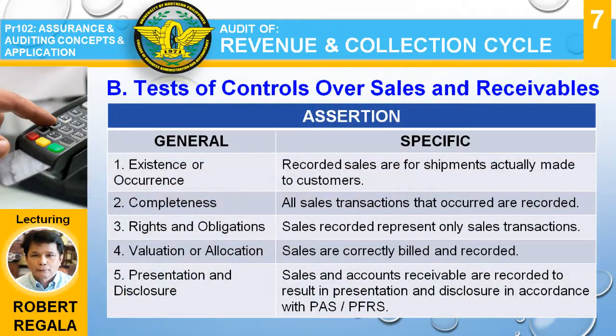Slide 7. Step B. Tests of controls over sales and receivables. Specific assertions are identified corresponding to the general assertions indicated in the financial statements. The general and specific assertions for sales and receivables are listed on the slide. We will discuss them one by one in the following slides. Note that in relation to sales transactions, the general and specific assertions also apply to sales adjustment transactions.